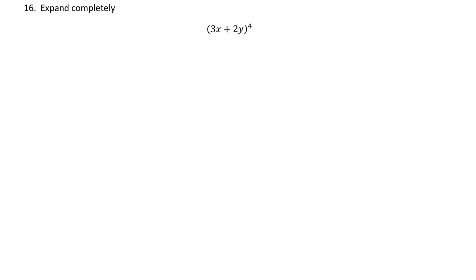Now question 16 is from section 8.6. We need to expand using, I'm going to use Pascal's triangle. So if the exponent is 4, we need the 5th row of Pascal's triangle to get the coefficients for the expansion. So there's row 3, there's row 4, and there's row 5. So these are the coefficients.